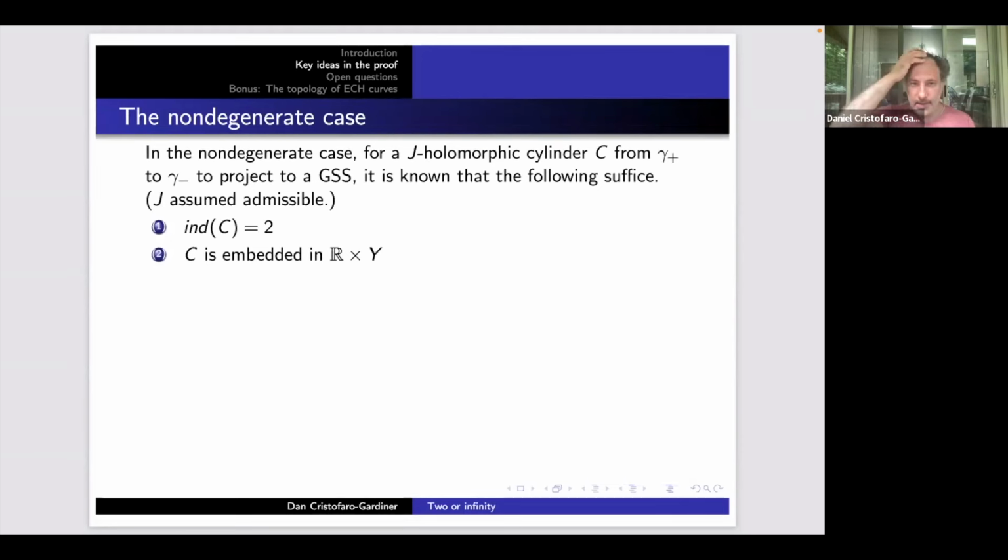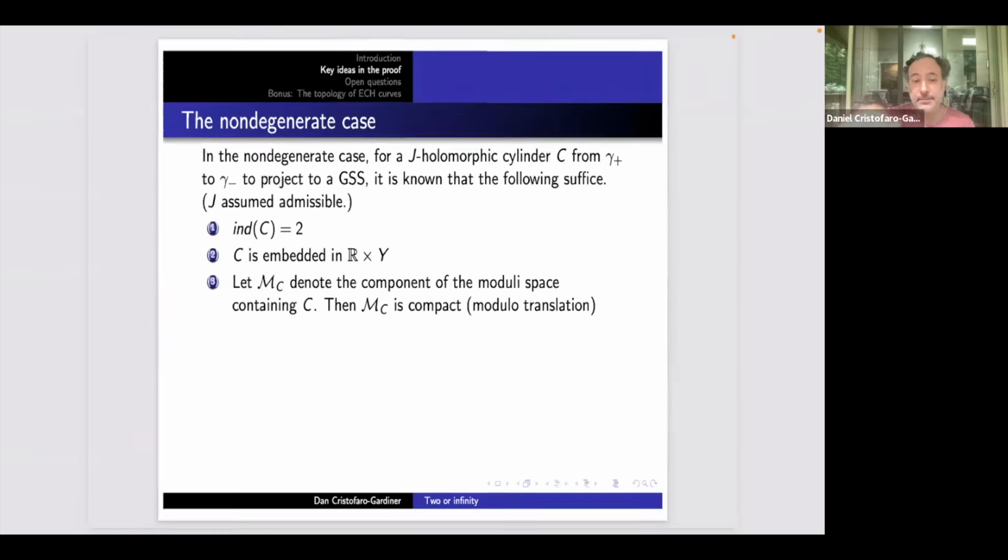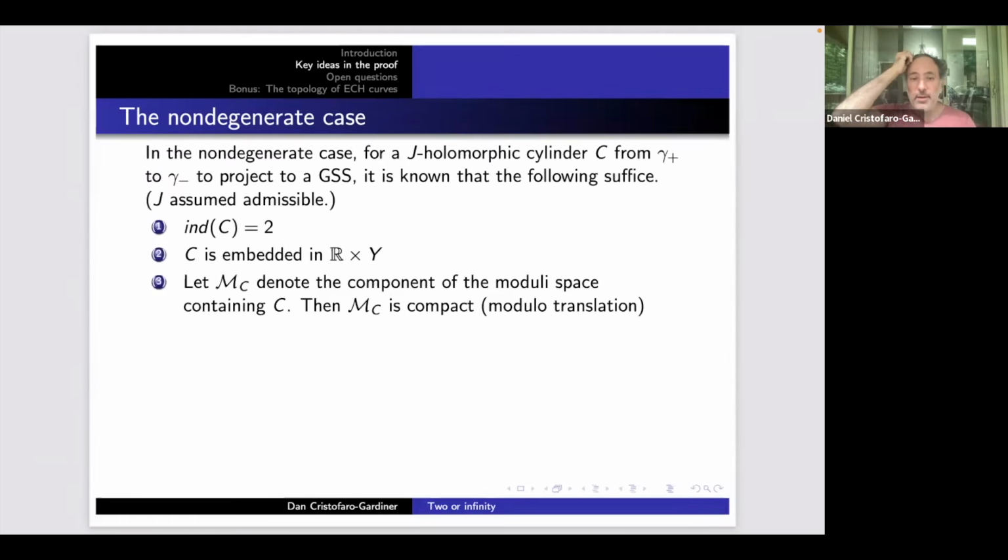Let's say I want the cylinder itself to be embedded. Remember the cylinder is just a map from a twice punctured sphere into R cross Y, but I want that map to actually be an embedding. Remember, I had this criterion that I wanted the deformations of the curve to sweep out all of R cross Y. So let's try to make that a little bit more precise.